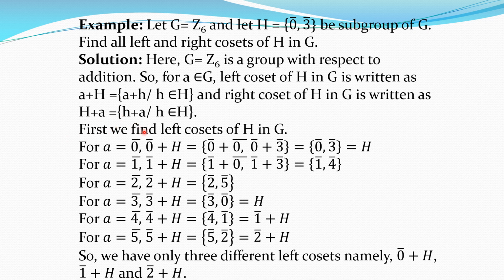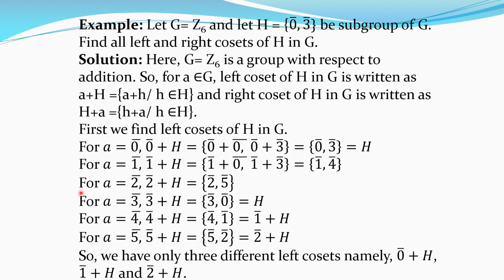Now we find left cosets of H in G. The first element of G equal to Z6 is 0̄. So what is the left coset of 0̄? 0̄ plus H. So add 0̄ to every element of H. The elements of H are 0̄, 3̄. So add 0̄ from the left side. So it is 0̄ plus 0̄, 0̄ plus 3̄, which is {0̄, 3̄}, H itself. For a equal to 1̄, left coset 1̄ plus H is 1̄ plus 0̄, 1̄ plus 3̄. So we are adding 1̄ to each element from the left side. So it is {1̄, 4̄}.